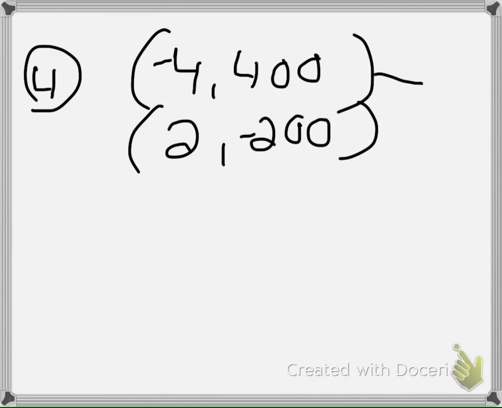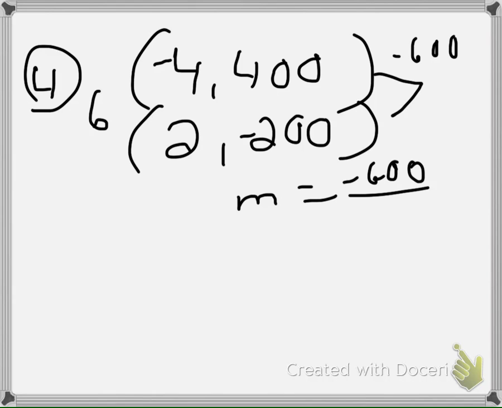Okay, here we go. 400, not 4. 400 to negative 200 is negative 600. And negative 4 to 2 is positive 6. M is always equal to change in y over change in x. When you divide negative 600 by 6, you get negative 100.